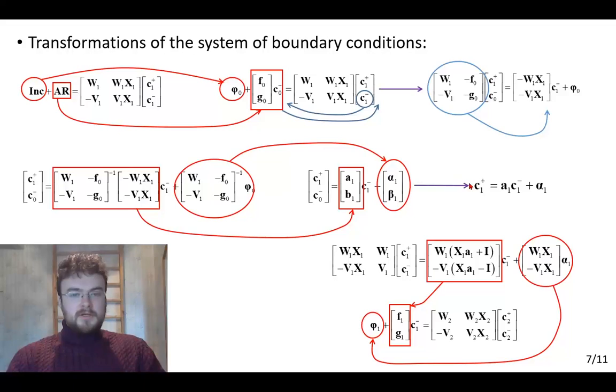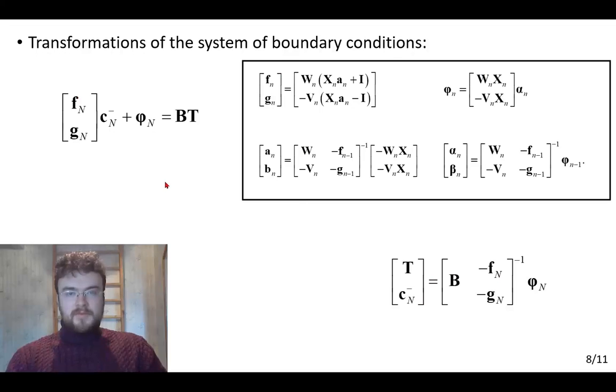We need only the upper half of these matrices, only C1 plus. Substitute it on the left side of the second equation for n equal to 2. Rename again and we get this equation. This equation repeats the form of the second equation of this slide. Repeat this operation for all layers and we reach the last equation of the system.